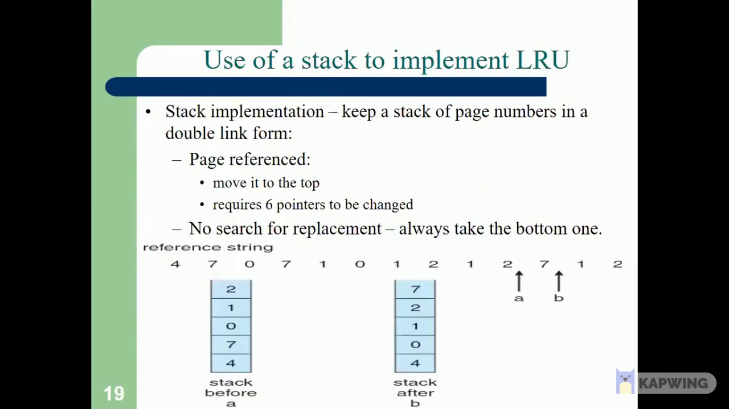Then use of a stack to implement LRU. Stack implementation: keep a stack of page numbers in a doubly linked form, and on a page reference, move it to the top. This requires 6 pointers to be changed. So here we are seeing how it will change: stack before A and stack after B.